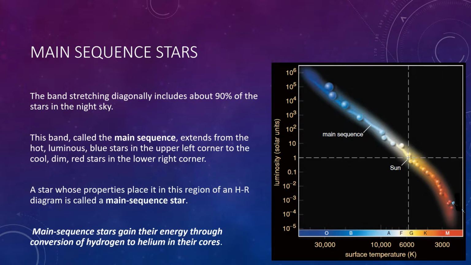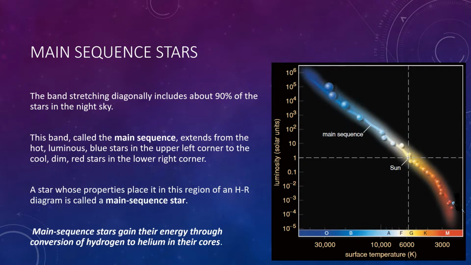So this band that you see stretching diagonally happens to include about 90% of all of the stars in the night sky. This band, called the main sequence, extends from the hot, luminous blue stars in the upper left corner of the diagram to the cool, dim red stars in the lower right corner. A star whose properties place it in this region of an HR diagram is therefore known as a main sequence star, something you're going to hear a lot. Main sequence stars are defined by gaining their energy through conversion of hydrogen to helium in their cores. In other words, if there's thermonuclear fusion in the core, it is a main sequence star. That is hydrogen to helium in the core. So these are our main sequence stars.